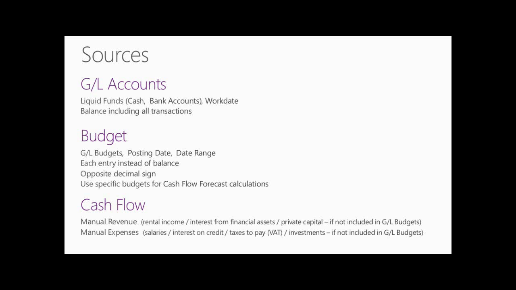Besides the cash flow information which you get from the areas of general ledger, purchase, sales, fixed asset and budgets, you also have the opportunity to establish further influencing factors in the form of manual payments differentiated into revenues and expenses.